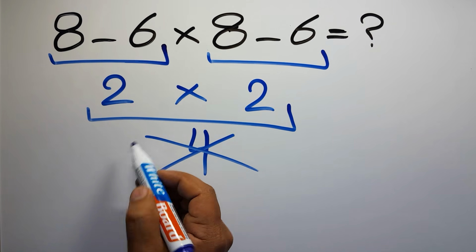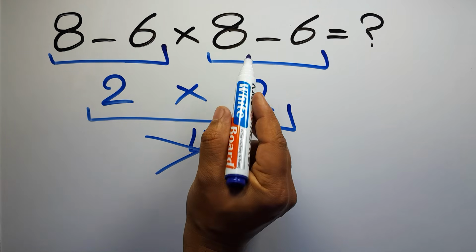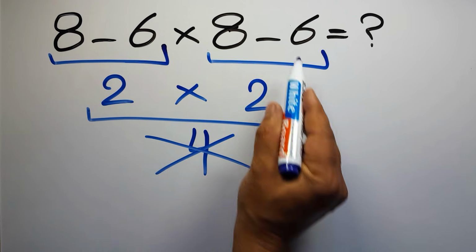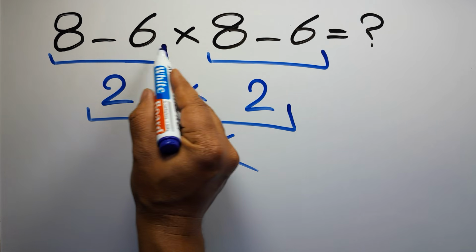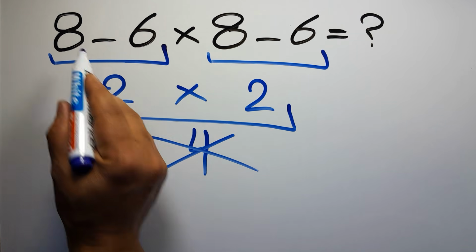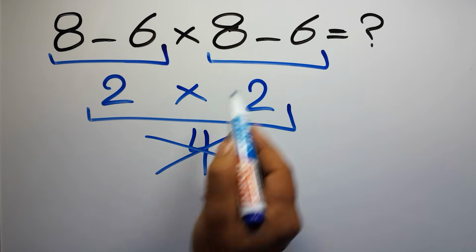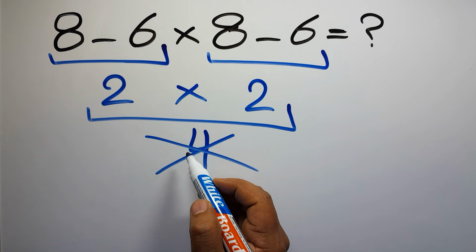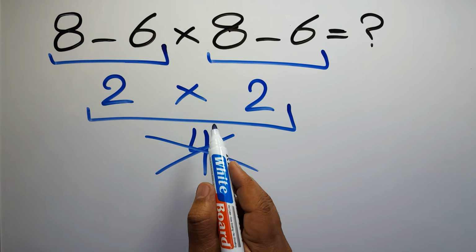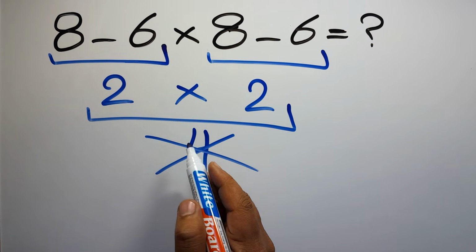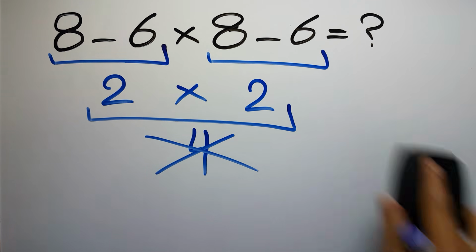subtraction. And when we have more than one subtraction in an expression, we have to work from left to right. So therefore, first we have to do this multiplication, then this subtraction, and finally this subtraction. If we do this subtraction or this subtraction before this multiplication, it is wrong.